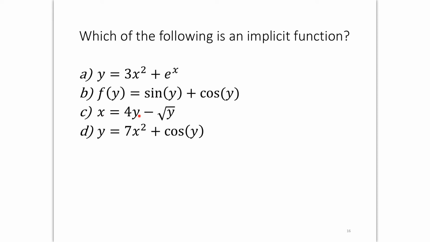Normally, you have y equals a bunch of stuff. Here, you have x equals a bunch of stuff. But again, this is an explicit function. It's just an explicit function of y instead of an explicit function of x. It's still explicit. But this one down here, notice how there's x's and y's on both sides, or sorry, on the same side of the equation. When you have x's and y's on the same side, you have an implicit function. So d is implicit.